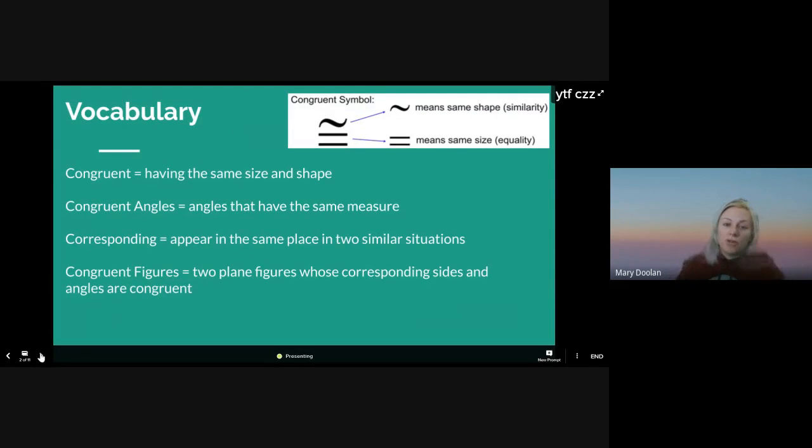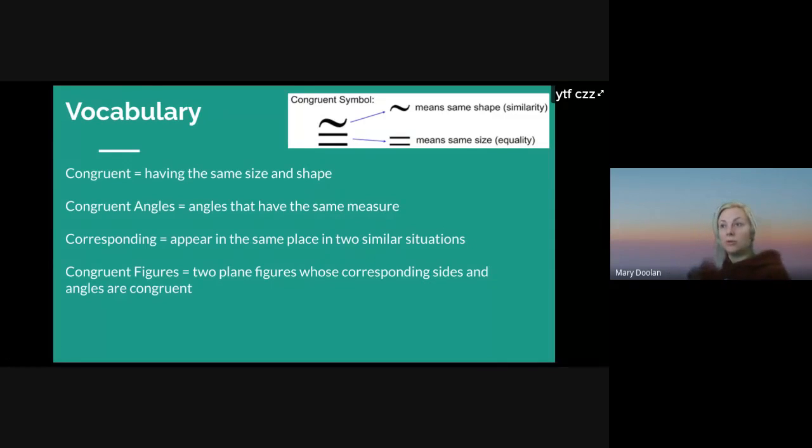And so this is your vocabulary. We have what does it mean to be congruent first. That's having the same size and the same shape. So, you know, if you have an image on some type of document and you copy and paste that image, those two images are exactly congruent. They're the same size and shape.